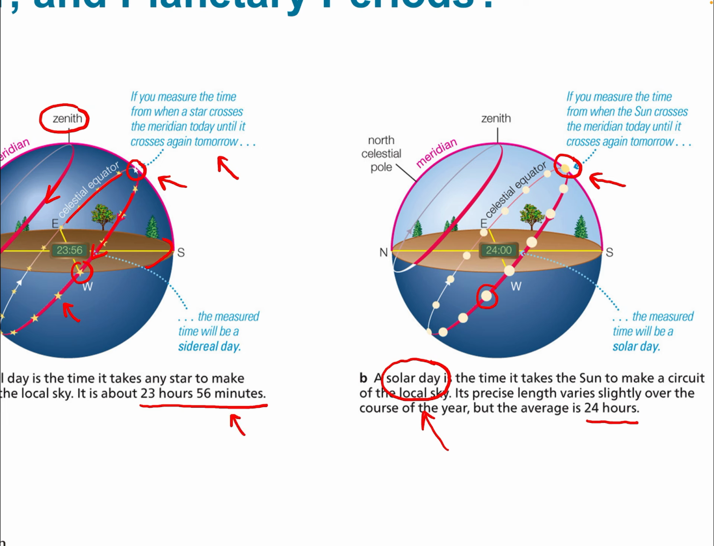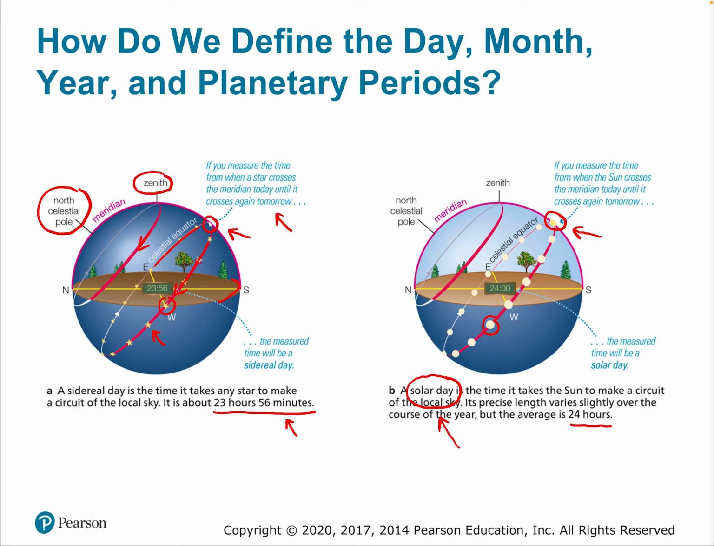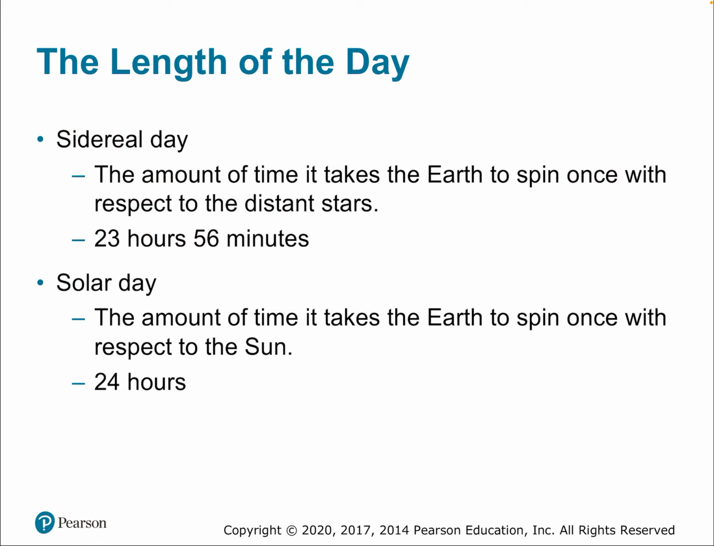Because in order for us to be looking exactly at the sun in the same way, which would achieve it being located in the same point in our local sky, well, we have to turn a little bit more. We have to turn 4 minutes more in order to get that solar day completed. Because while the Earth was turning 24 hours to complete a rotation, what was it also doing? It was also orbiting. And that orbit means that it's not lined up in the same way as when the previous day started. So here's the difference between the two in writing.